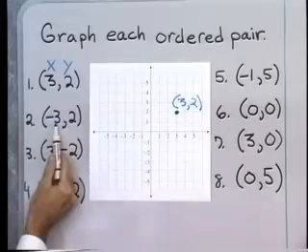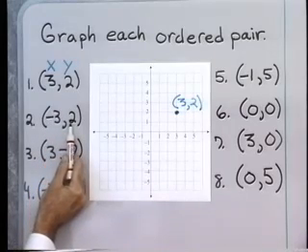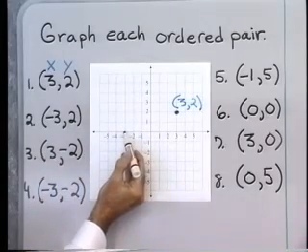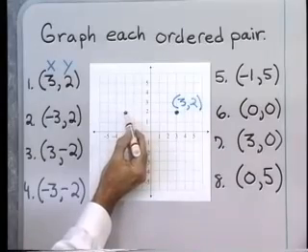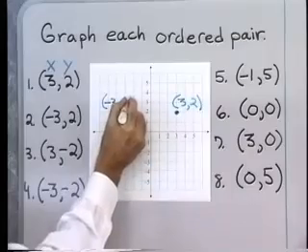I'll start at the origin and move 3 units in the negative direction, and then I'm going to move 2 units in the positive direction vertically. So I start at the origin, I move back 1, 2, 3, and then I move up 2. That is the point whose coordinates are negative 3, positive 2.